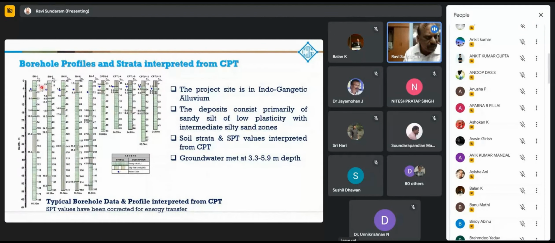And all these numbers you see here are the SPT values which are corrected for energy transfer, and in the CPT, the interpreted N values. I have a complete profile of how the soil characteristics are across the site. This is a site very close to Delhi in the Indo-Gangetic alluvium. So what you are getting here is sandy silt of low plasticity with some minor sand zones. Groundwater here is at 3.5 to 5.9 meter depth. This is the profile here.